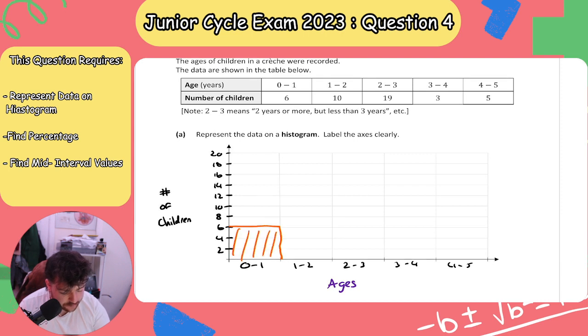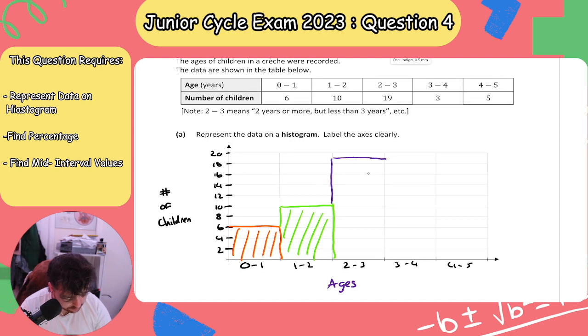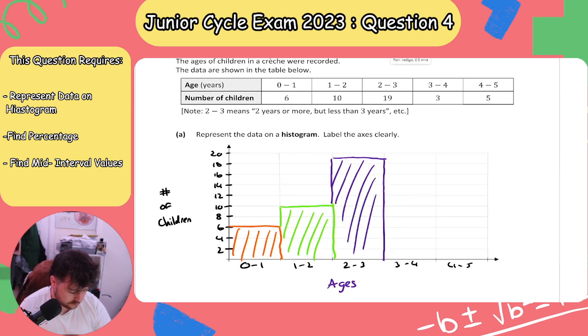Lovely jubbly. I have 10 children between the ages of 1 and 2. Lovely jubbly. I have 19 children between the ages of 2 and 3, so go halfway up between 18 and 20. Lovely jubbly.